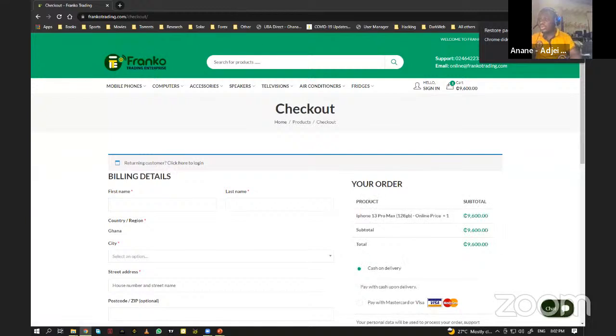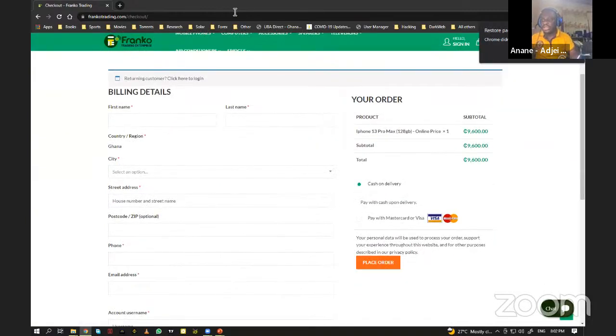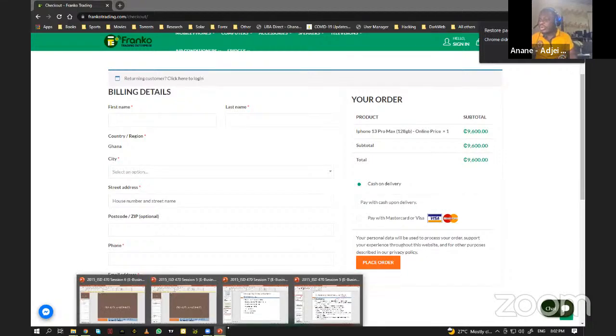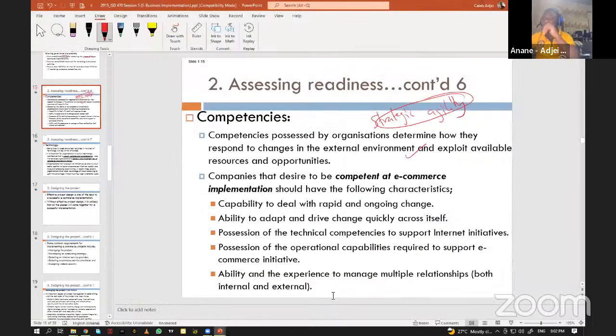They have cash on delivery, or pay with a MasterCard. With cash on delivery, when the item is delivered to my doorstep, that is when I'll make the payment. I'll fill in all my details, my phone number, my email, and other things, and they will locate me and bring the item to my doorstep.